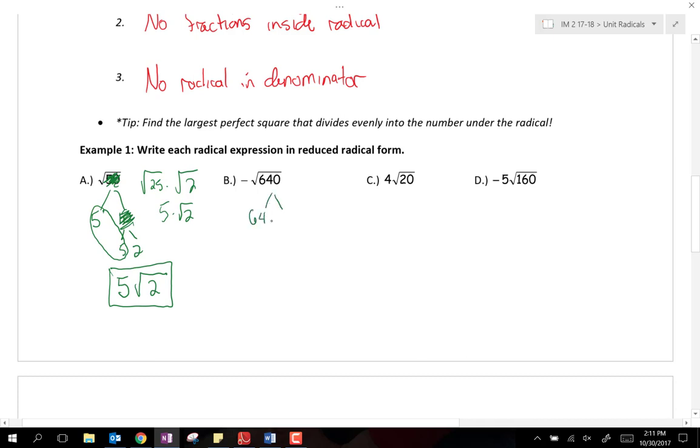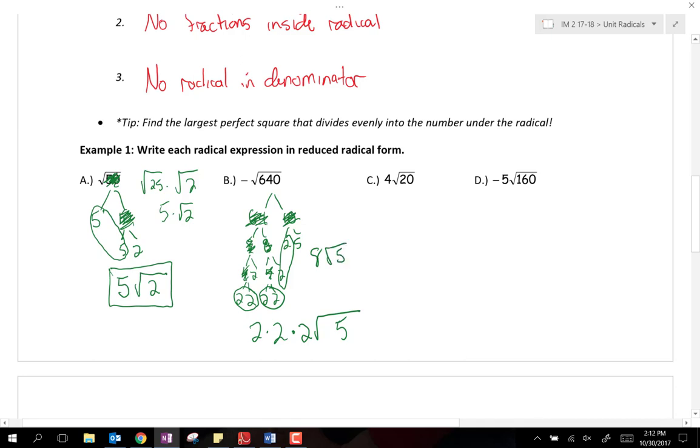So we'll break this down to 64 and 10. That's 2 and 5, 8 and 8. All right, so once we break it down, scribble out, we have one pair of 2s, another pair of 2s, another pair of 2s, but we still have 5 left in there. So 2 times 2 times 2 is 8 root 5.